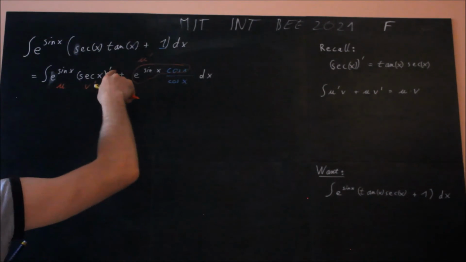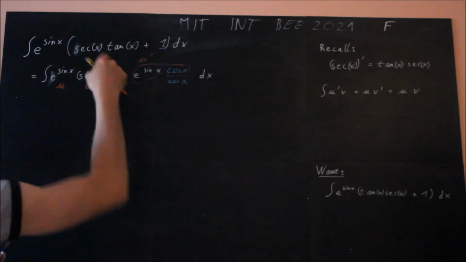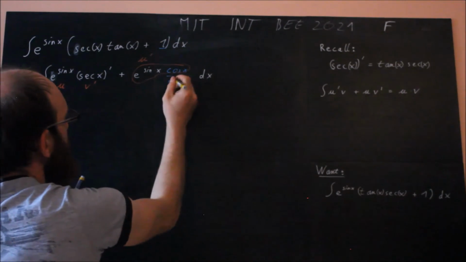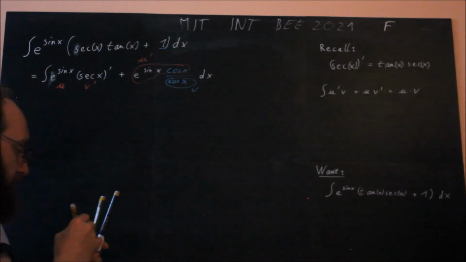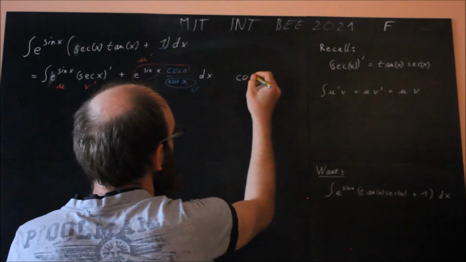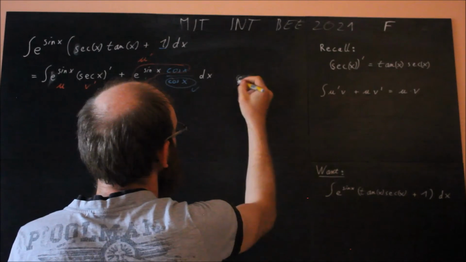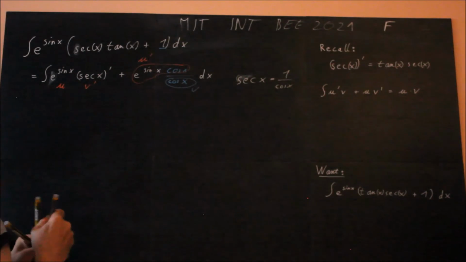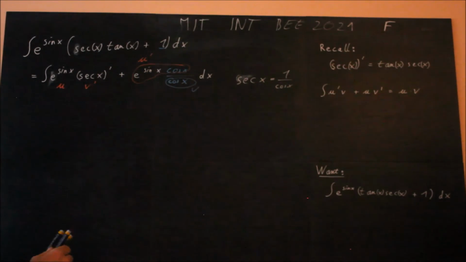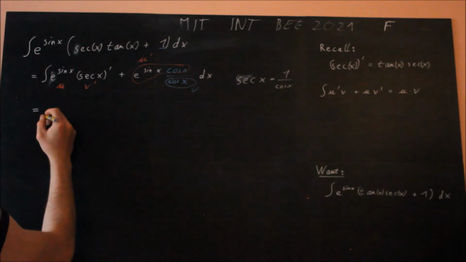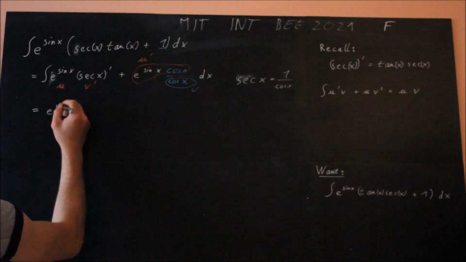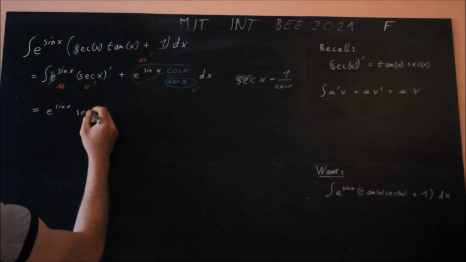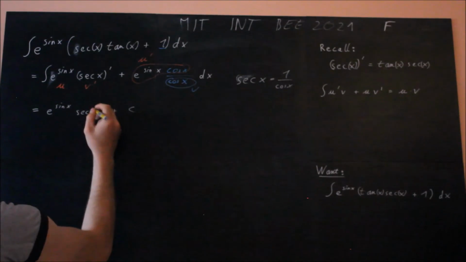So if v prime is secant x prime, then v is of course the secant, and secant is 1 over cosine, so the blue part is exactly v. Okay, so secant x is 1 over cosine x. And therefore we have exactly the pattern of the product rule. And therefore the result becomes u, e to the sine, times v, 1 over cosine, or secant x, plus c if you like.